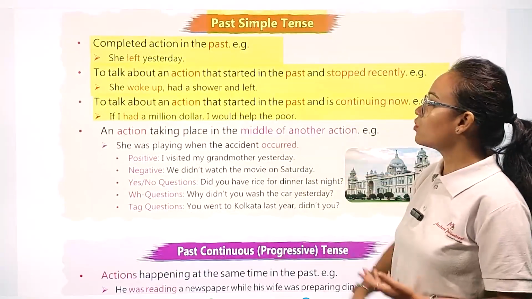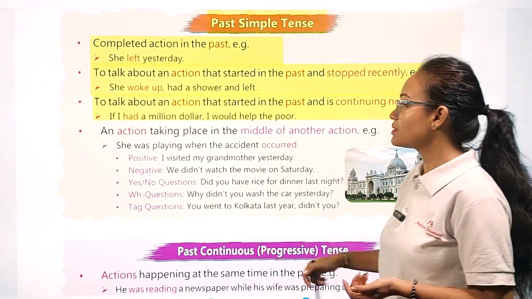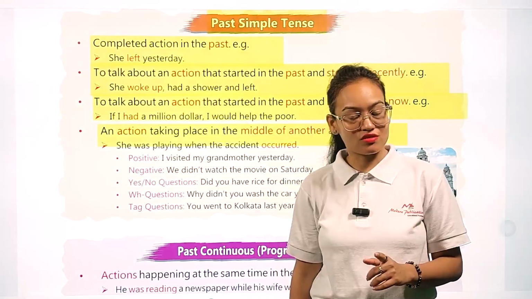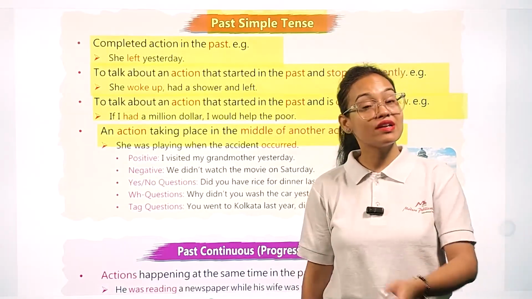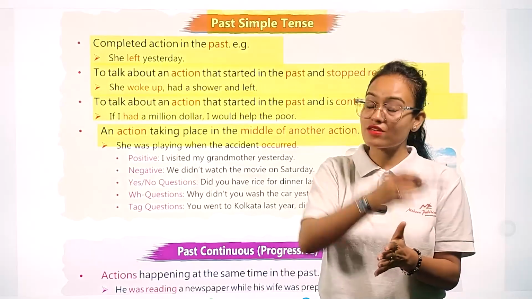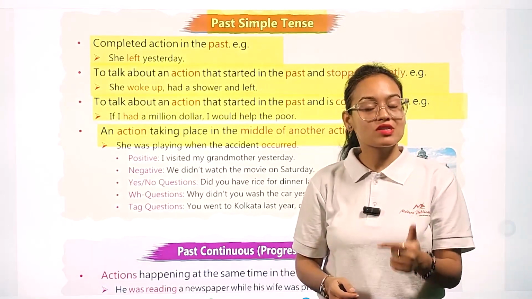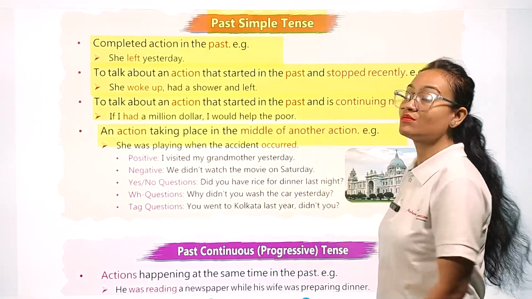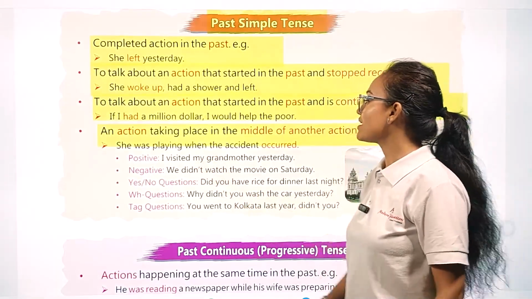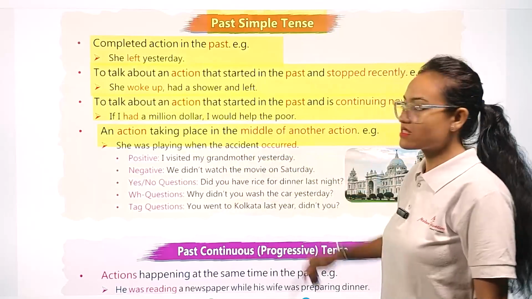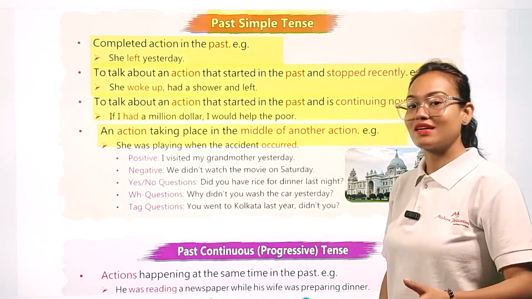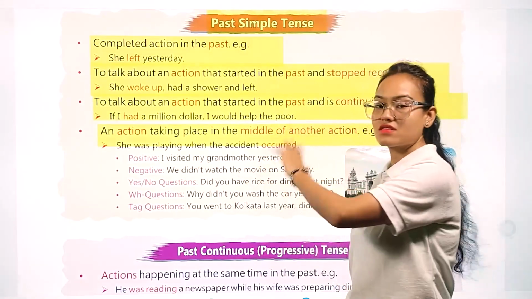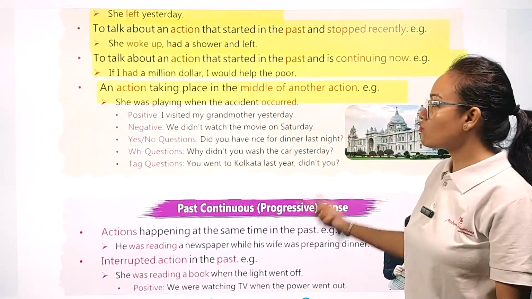Then in what case again are we going to use simple past tense? An action taking place in the middle of another action. Whenever one action is already continuing or ongoing and between them another action happened, means one action started in the middle of another action, in this case we are also going to use our past simple tense. Example, you can see here, she was playing when the accident occurred. Over here playing and accident, both actions occurred at the same time. But first the playing action, after then the accident.